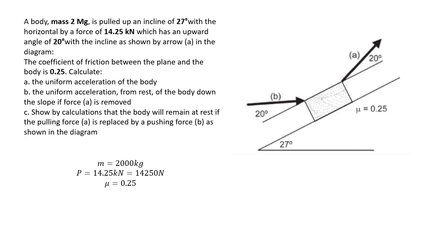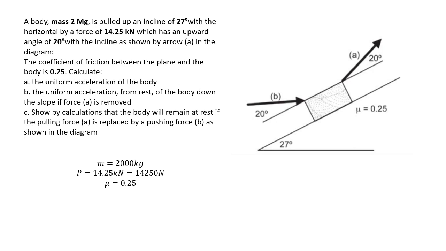We've got a body mass of 2 megagrams being pulled up an incline of 27 degrees with the horizontal, by a force of 14.25 kilonewtons, which has an upward angle of 20 degrees with the incline, shown by arrow A in the diagram. The coefficient of friction between the plane and the body is 0.25.